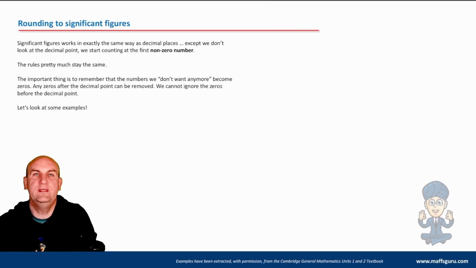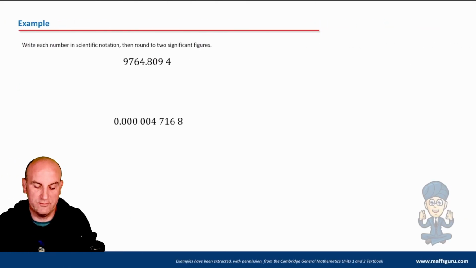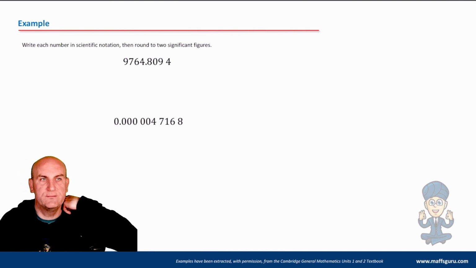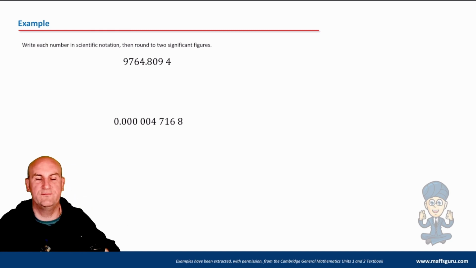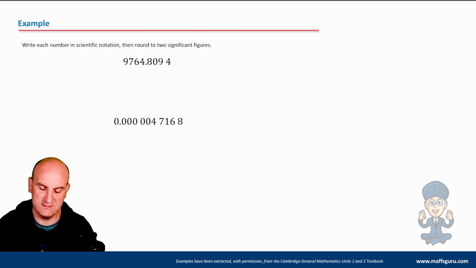Now, interestingly, we then get to what's called significant figures. And the way I remember this is it works in exactly the same way as decimal places, except we don't start counting at the decimal point. We start counting at the first non-zero number. And other than that, the rules stay pretty much the same. All right, so let's look at some examples for significant figures. It says here, write each number in scientific notation and then round to 2 significant figures. We'll come back to scientific notation a little bit later on. Let's just round these to 2 significant figures.